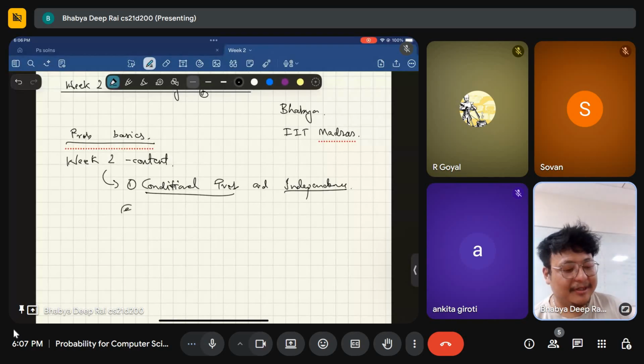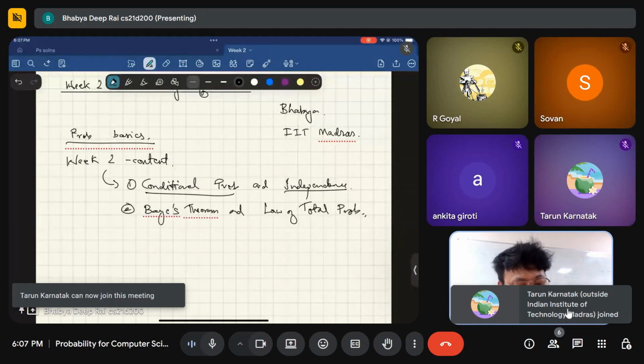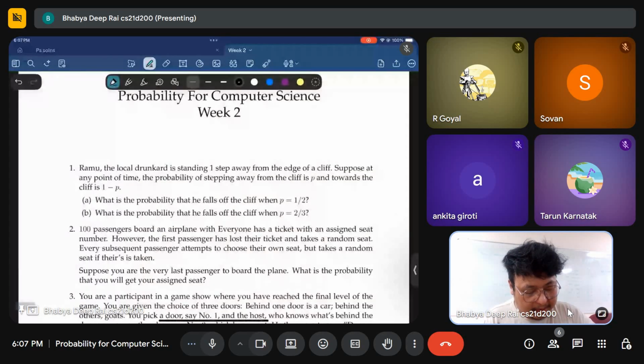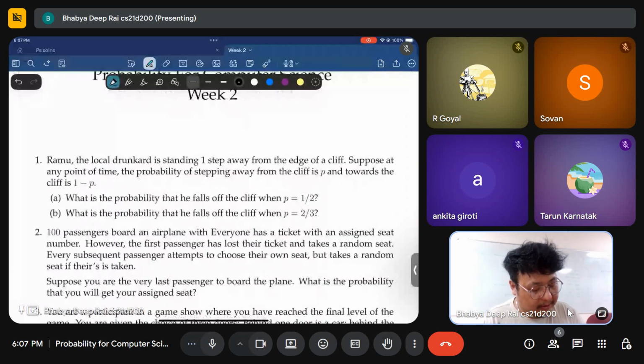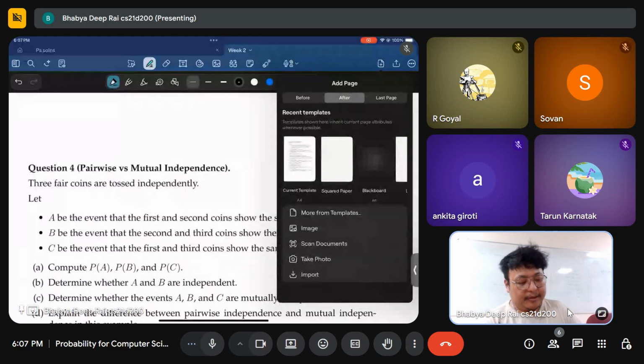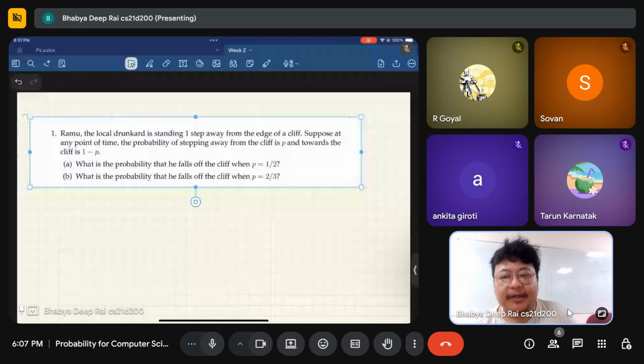Before I move to this week's contents, let's just revisit some of the interesting problems that we left off with last time. So here was the first problem. I'll just take a screenshot and paste it once again. I hope this is visible, right? So here's the question.